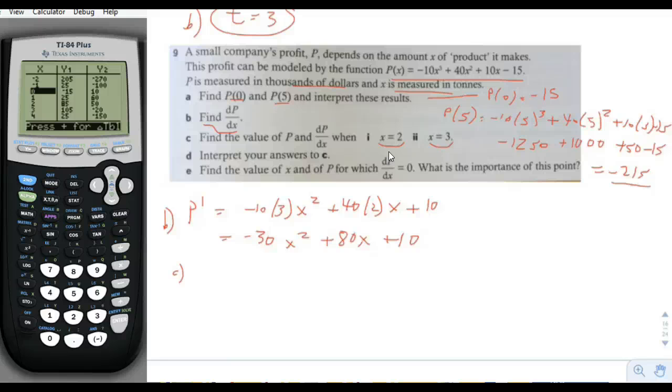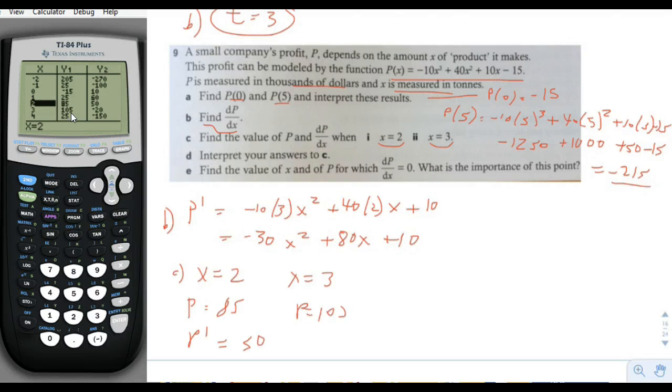So let's see, when x equals 2, P equals, and then I'll just scroll down so you can see. So when x equals 2, P equals 85. P prime, or dP/dx, is equal to 50. When x equals 3, P equals 105. And dP/dx, or P prime, is equal to negative 20. Okay, and that's the answer for C.